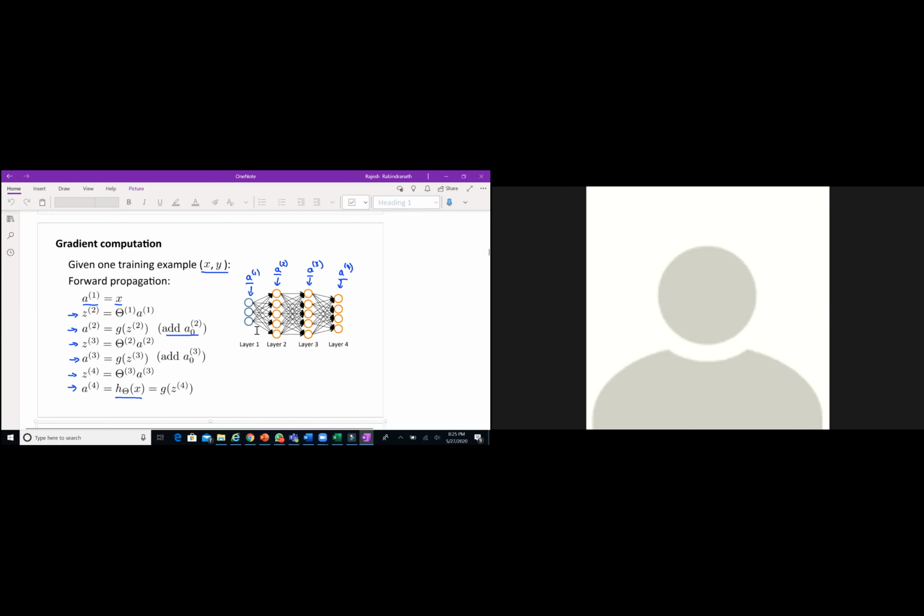Clear, right? The scalar, matrix, and vector notation is clear. So you got the value of A1. Once you have A1, your goal is to calculate A2. How do you calculate A2? A2 is calculated in 2 steps. The first step is you calculate the Z value. Z2 is nothing but theta 1 times A1. So theta 1 A1 is what is called Z2.